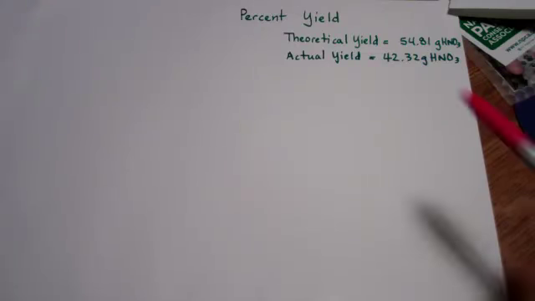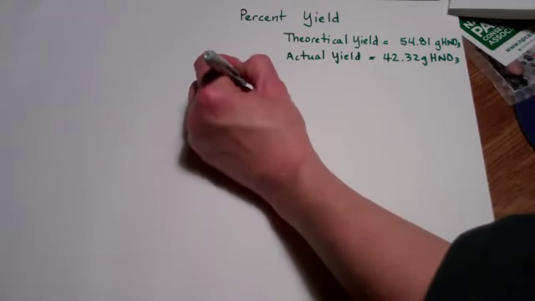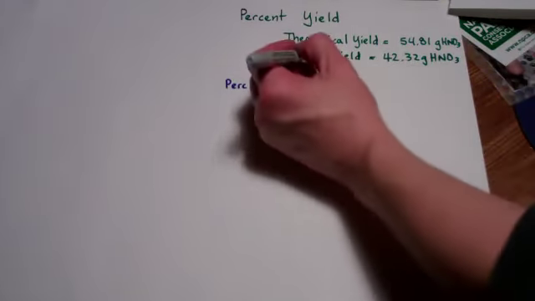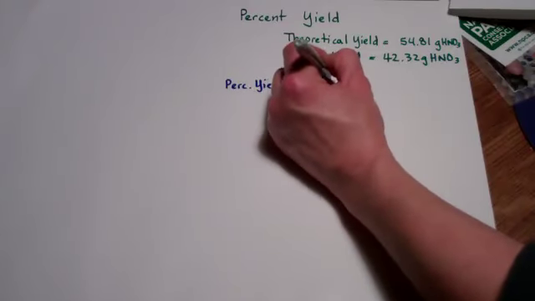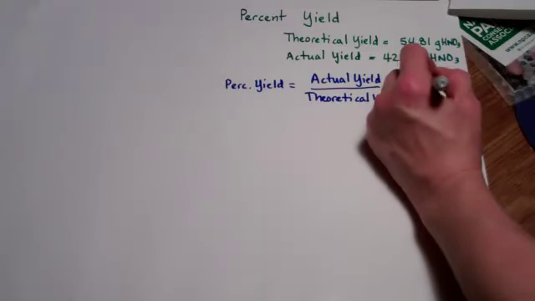So we want to calculate our percent yield. What percentage of that is that? You know, how efficient was our reaction? To calculate percent yield, our percent yield is going to equal the actual yield that we weigh on the balance divided by our theoretical yield, multiplied by 100.